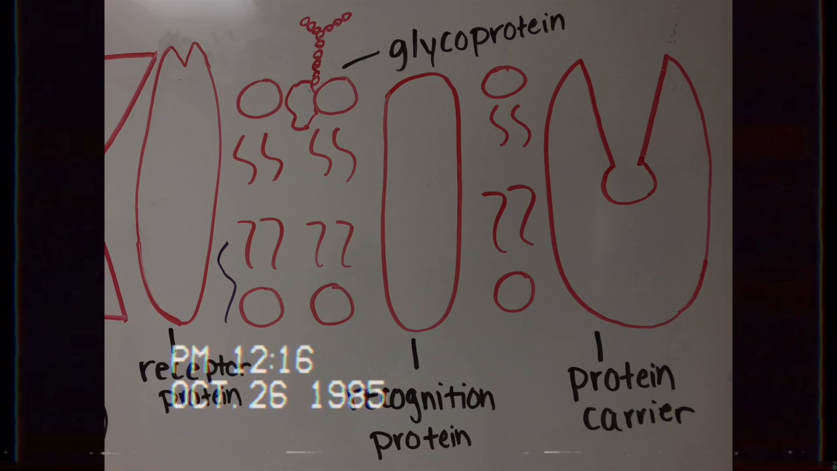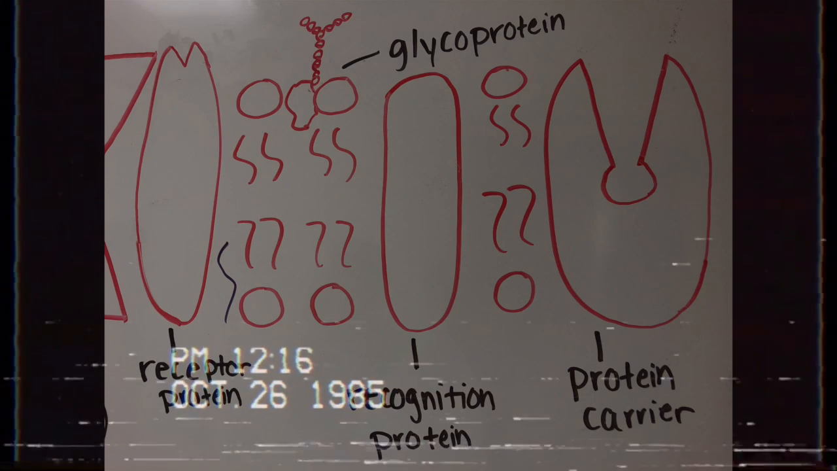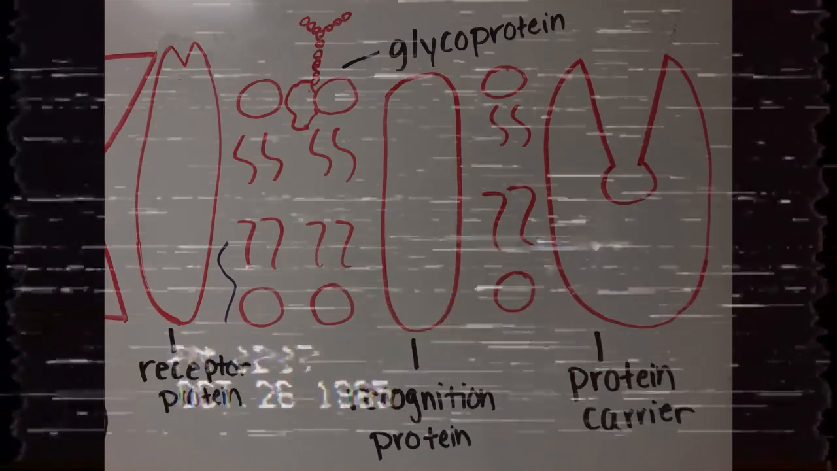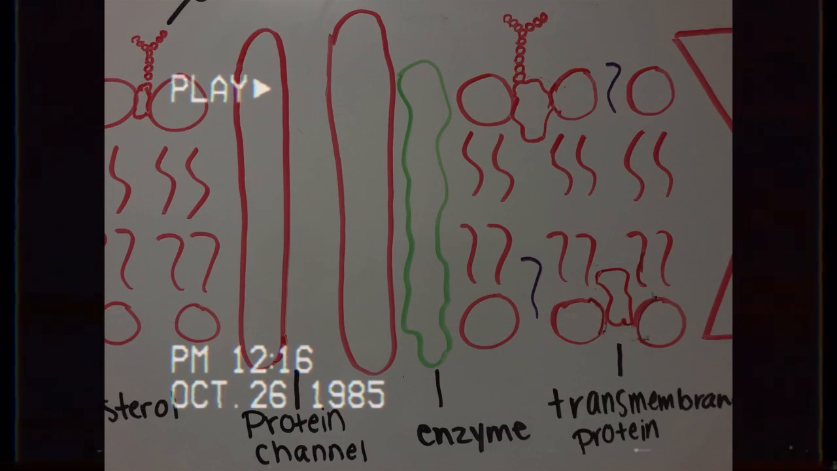Recognition proteins act as ID tags to identify cells in the immune system. Receptor proteins are used in intracellular communication. Enzymes speed up the rate of chemical reactions within the cell.